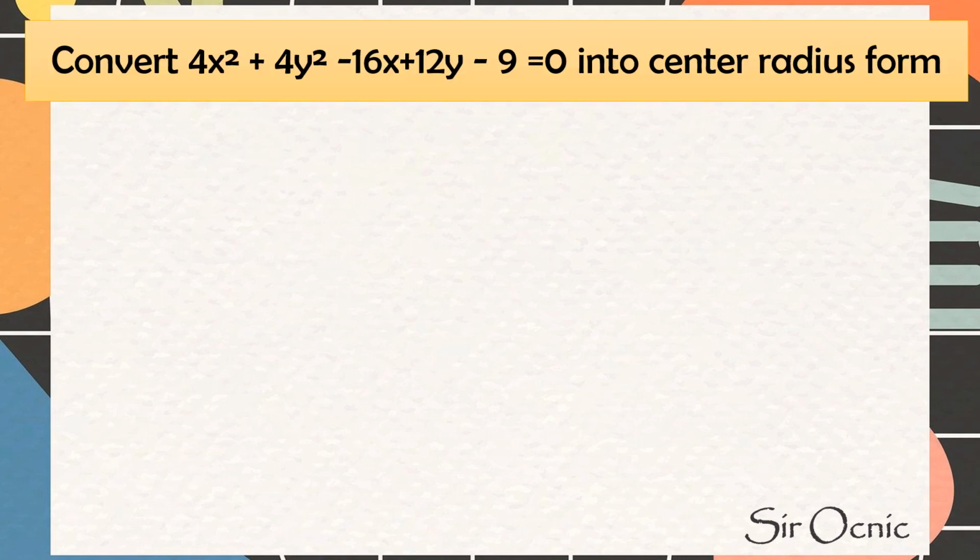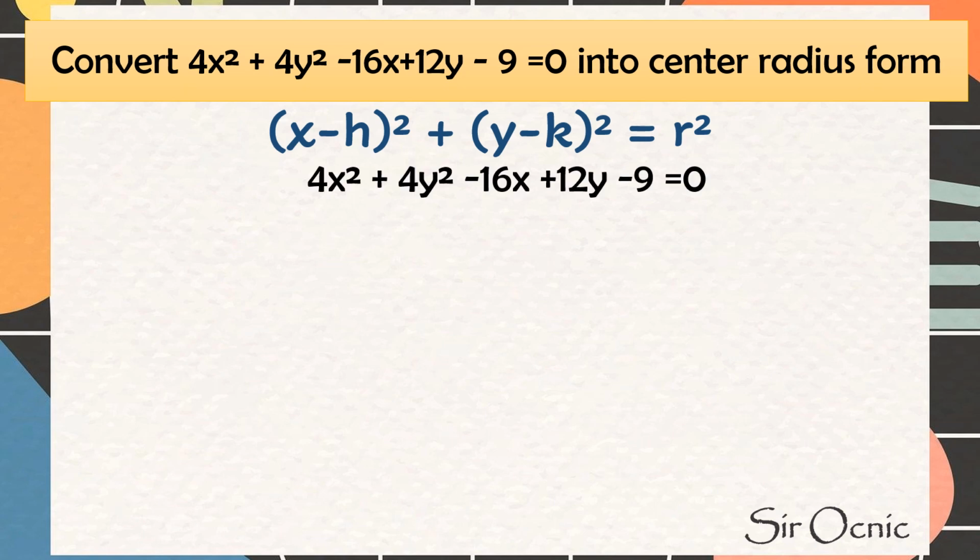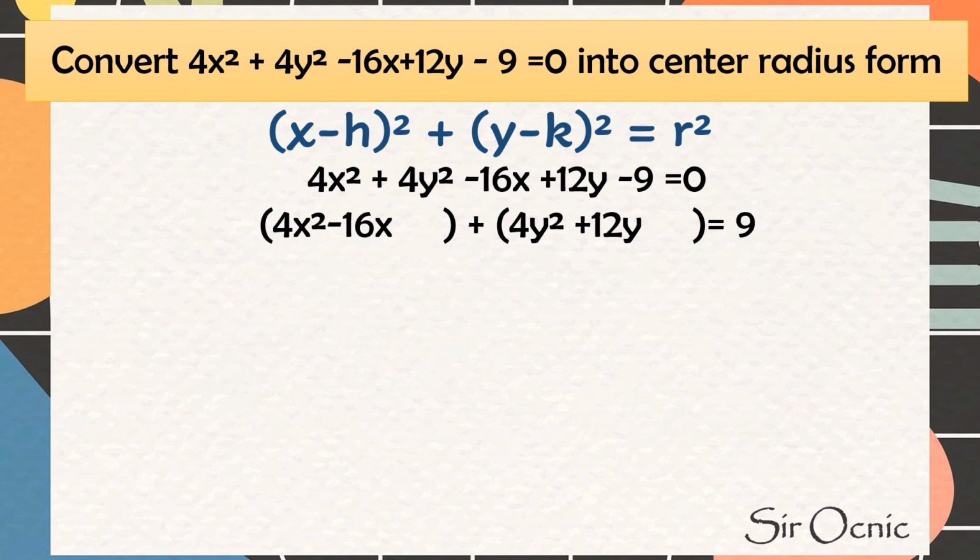Let us convert 4x squared plus 4y squared minus 16x plus 12y minus 9 is equal to 0 into center radius form. Just like what we did on our first examples, let us regroup the terms of the given equation. And that will be equal to quantity 4x squared minus 16x plus quantity 4y squared plus 12y is equal to 9. There is a common factor between the terms, and that is equal to 4. So we are going to express this as 4 times the quantity x squared minus 4x plus 4 times the quantity y squared plus 3y equals positive 9.